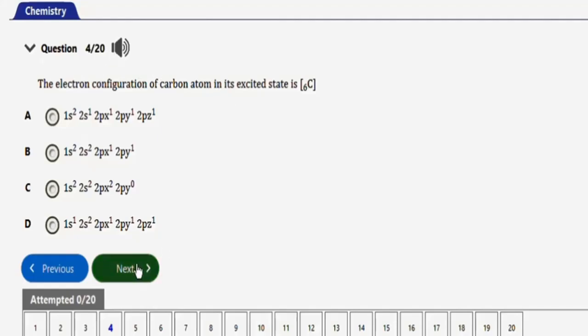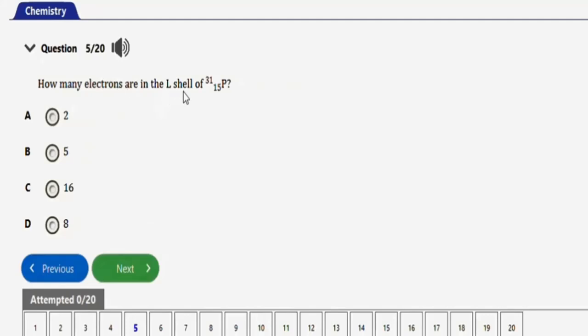The next question will be this one. It says how many electrons are in the L shell of this? So this is phosphorus. So if you are representing its electronic configuration, you're going to have 2, 8, 5. All right, so the 2 is for the K shell, the 8 is for the L shell, and the 5 is the M shell. So since you're looking at the L shell, the value there is 8. Okay, 2, 8, 5. So the L is the 8 value. Option D, the right option.